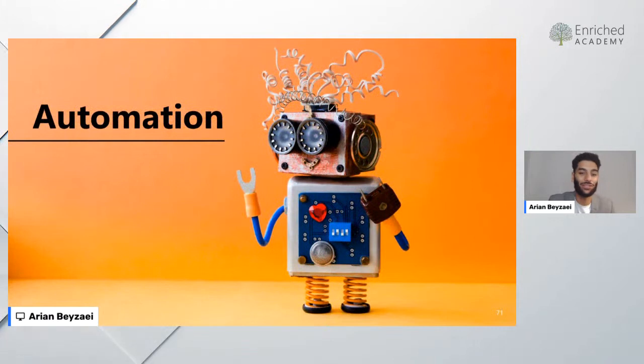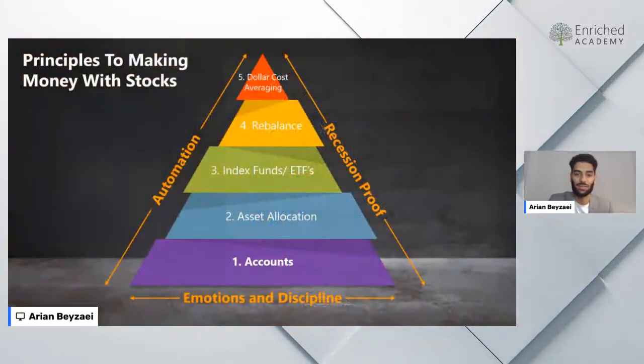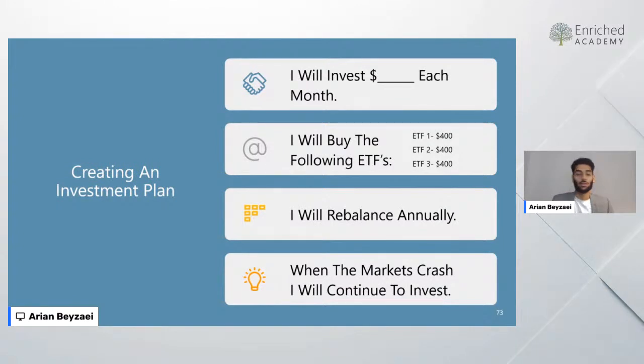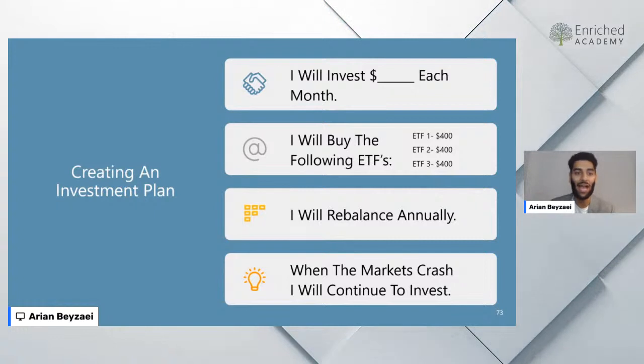Next is automation. You want to automate your finances. It's very important. This is what it looks like for myself. This is what your investment plan should look like. Sit down and figure out how much. Rule number one, step number one is sit down and commit. Commit a dollar amount each month and treat it like a tax.